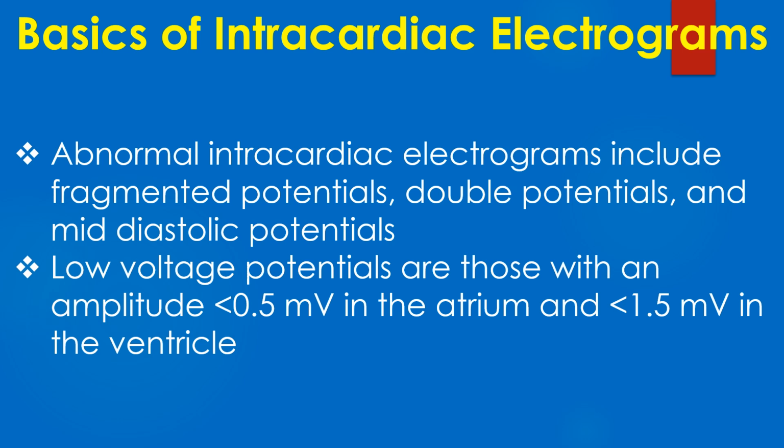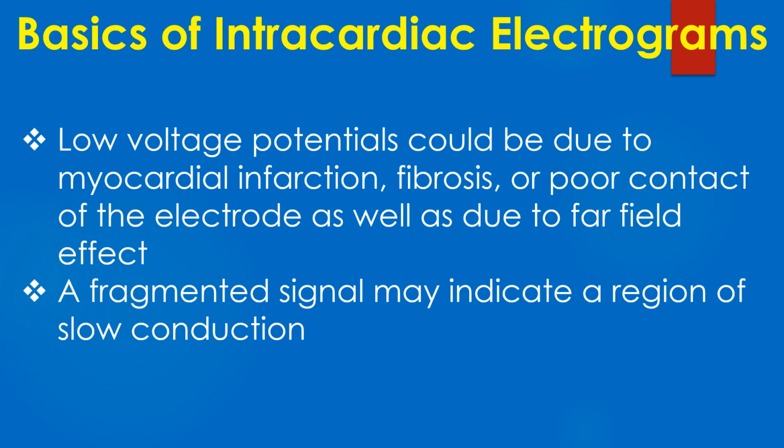Abnormal intracardiac electrograms include fragmented potentials, double potentials and mid-diastolic potentials. Low voltage potentials are those with an amplitude less than 0.5 millivolt in the atrium and 1.5 millivolts in the ventricle. Low voltage potentials could be due to myocardial infarction, fibrosis or poor contact of the electrodes, as well as due to far field effect. A fragmented signal may indicate a region of slow conduction.